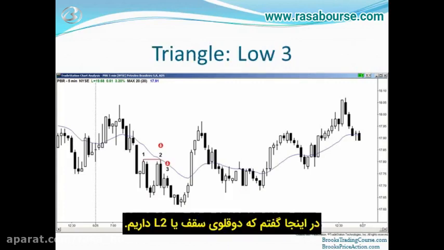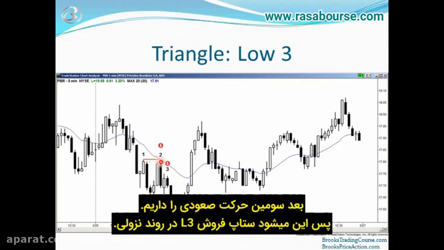Over here I mentioned earlier that we have a double top, so a low 2, and then we had a third push up, and that makes this a low 3 sell setup in a bear trend.